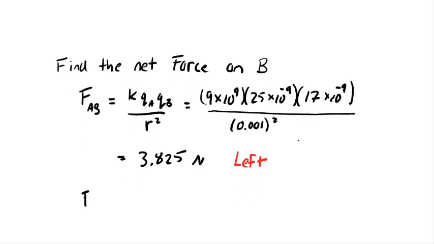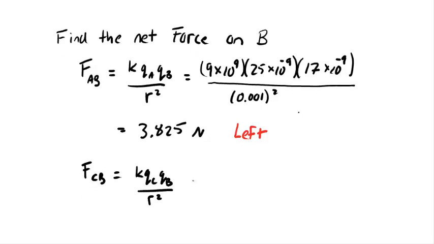Then to find out the force of C on B, that will be k, QC, QB over r squared. 9 times 10 to the 9 times 22 times 10 to the negative 9 coulombs.